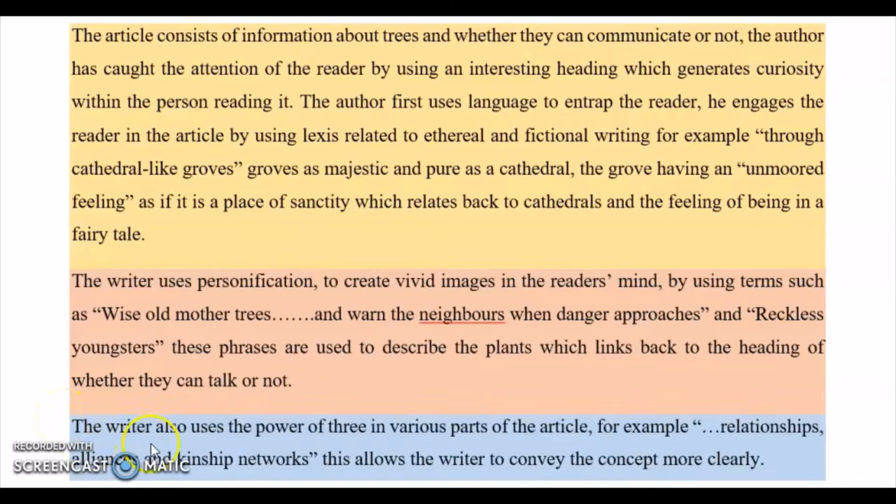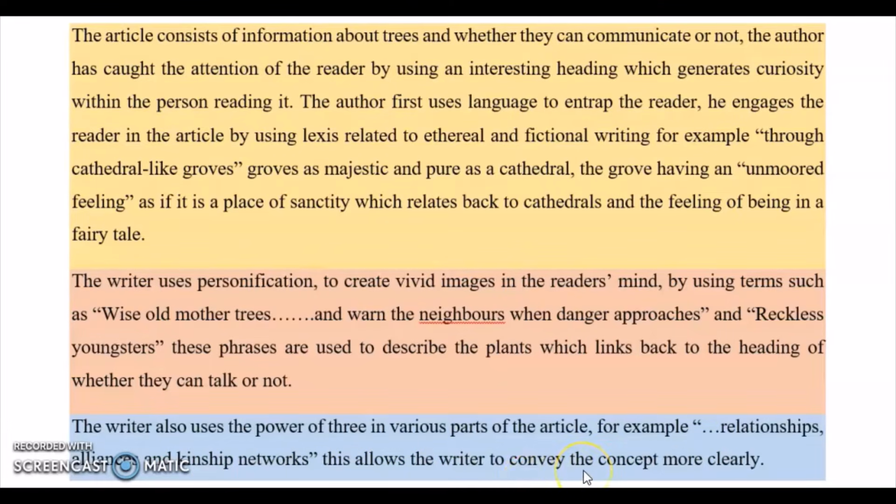Then the candidate says the writer also uses a power of 3 in various parts of the article. If this point is used in various parts of the article, then you must mention at least 3 different examples of the power of 3 here. But the candidate has used only one example to quote, for example, "relationships, alliances, and kinship networks". This allows the writer to convey the concept more clearly.